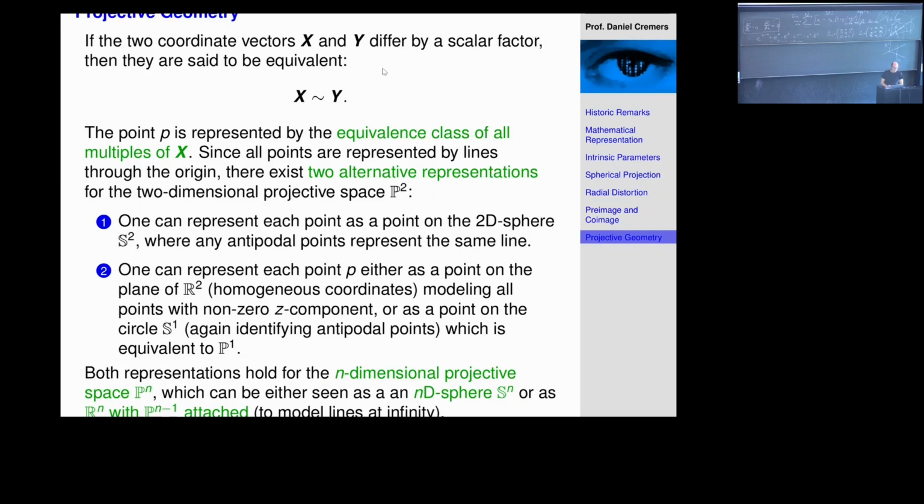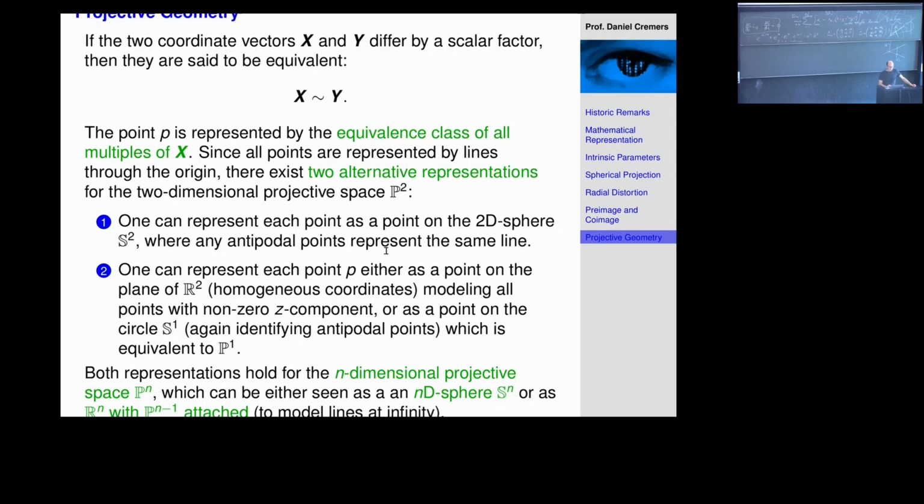What we write is that if the points x and y differ by a scalar factor, then we write them as equivalent. So all the points of the line are equivalent, they form an equivalence class, and that class is the one that corresponds to this point.